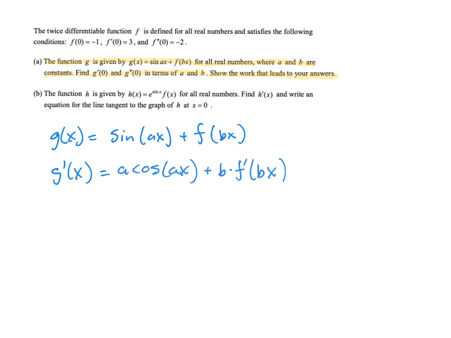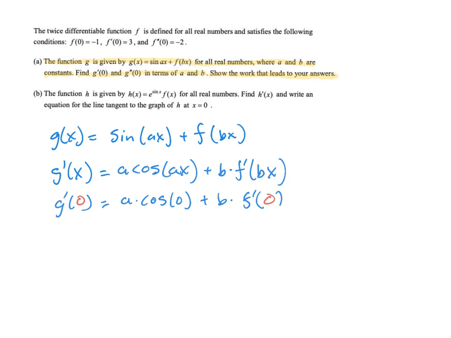And we were asked to find g prime of 0. Man, I'm just not speaking correctly today. Okay, maybe it's not today, maybe it's every day. And so I'm just going to plug 0 in and see what happens here. So I get a times cosine of 0, because 0 times a is 0. So this is a times cosine 0. If you know your unit circle, you know what that is. And this is going to be b times f prime of 0, because 0 times b is 0.